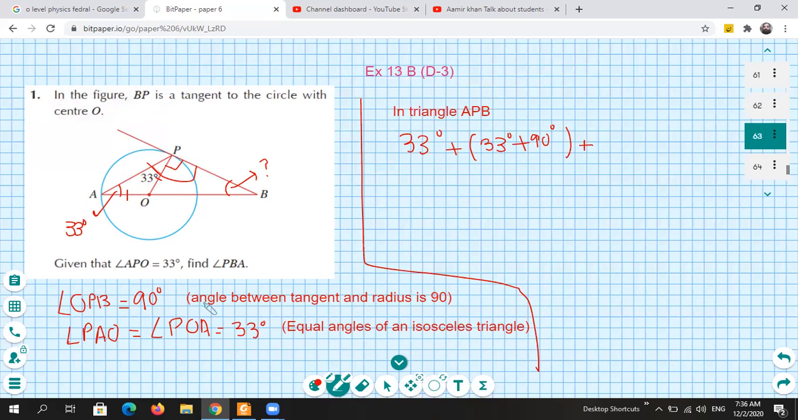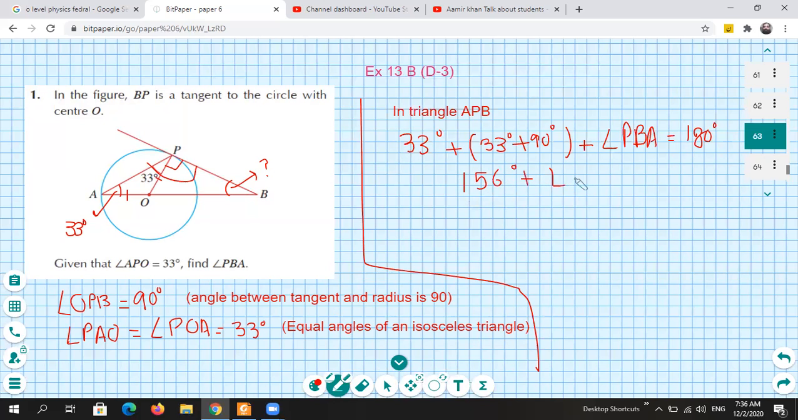And the third one is PBA, angle PBA. And their sum should be equal to 180 degrees. Adding them, 33 plus 33, 66. 66 plus 90 gives you 156.